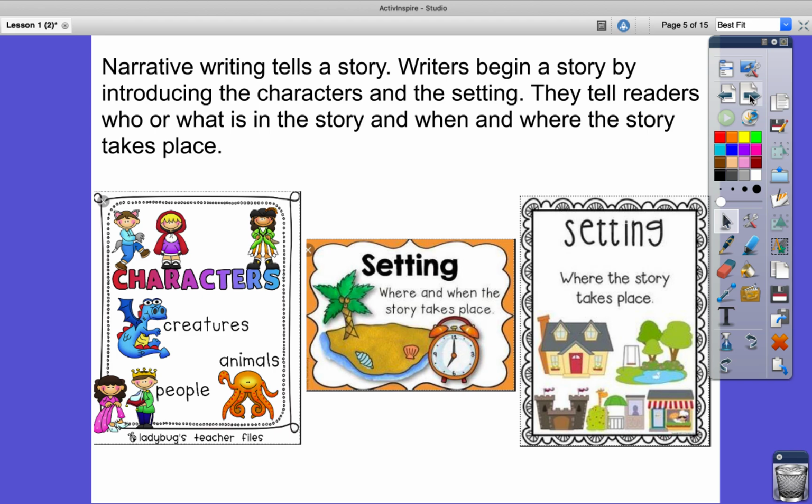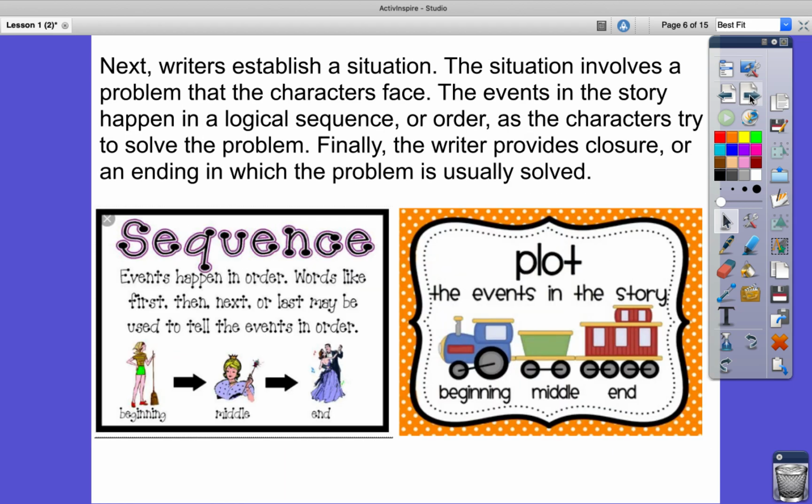Writers begin a story by introducing the characters and the setting. They tell readers who or what is in the story and when and where the story takes place. Next, writers establish a situation. The situation involves a problem that the characters face. The events in the story happen in a logical sequence or order as the characters try to solve the problem. Finally, the writer provides closure or an ending in which the problem is usually solved.